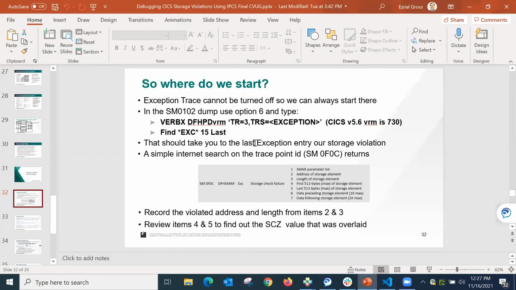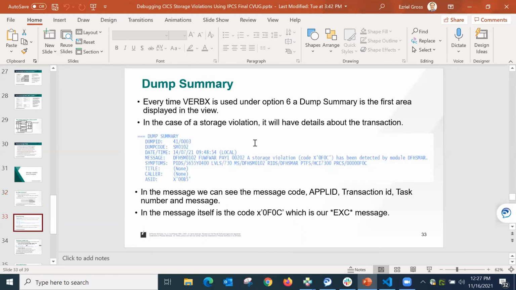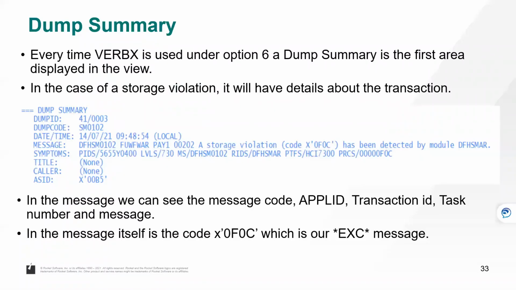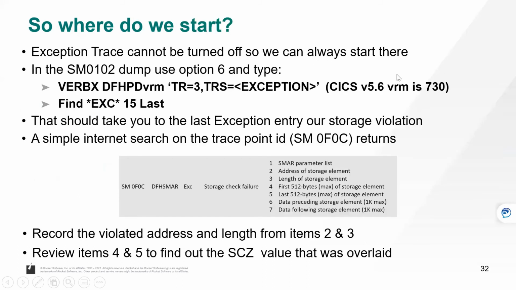Good. Now I could have looked at the data preceding or after, but I'd rather look at the storage areas themselves. Now, I've already mentioned to you that in the dump summary, you can see the tran ID was PAY1, the task is 202, right? This is the Apple ID. But what I'm showing you here is that the message code 0F0C, add an SM on the front of it, is the actual violation type. So that's why I looked up message SM0F0C, and that's why you saw that this is what I Googled, and I found that message.